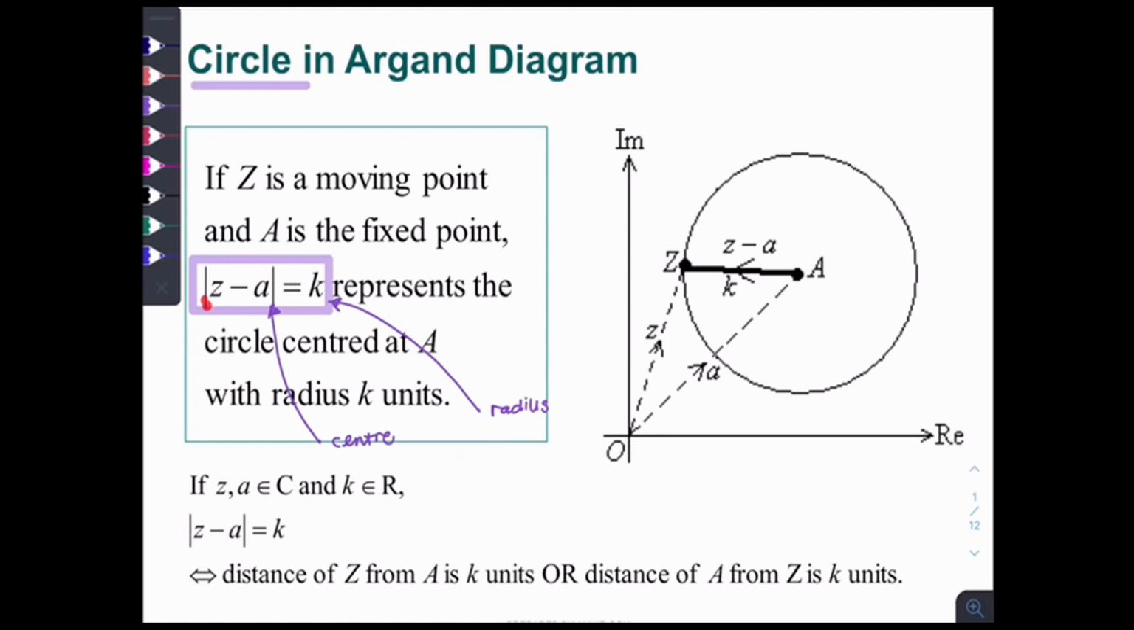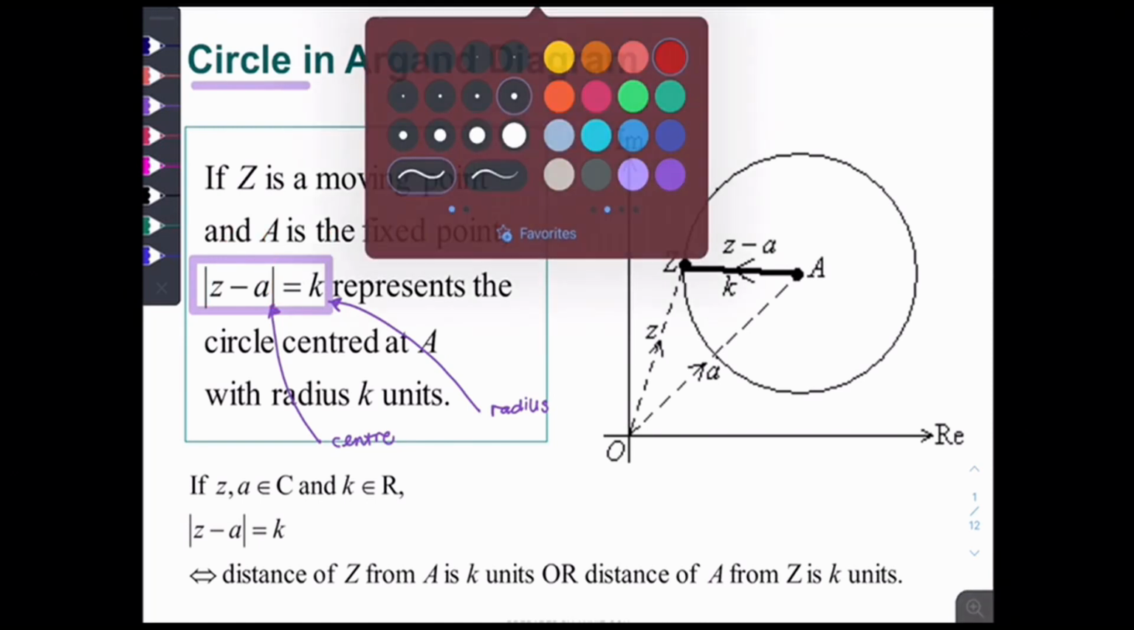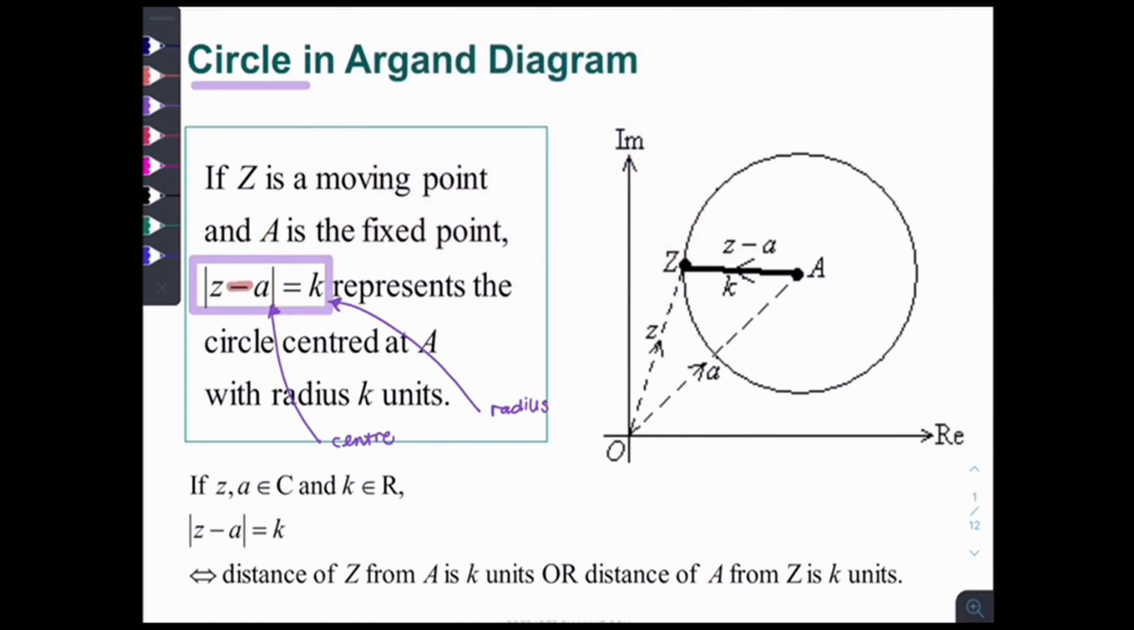So this equation means that, in this chapter, modulus means the length. The length or the distance between the locus z and the center a should equal k. What you need to take note of here is that you have to make sure it's a negative sign over here. That's the general formula for a distance, meaning the distance between z and a, so you have to make sure there's a negative between these 2 points.